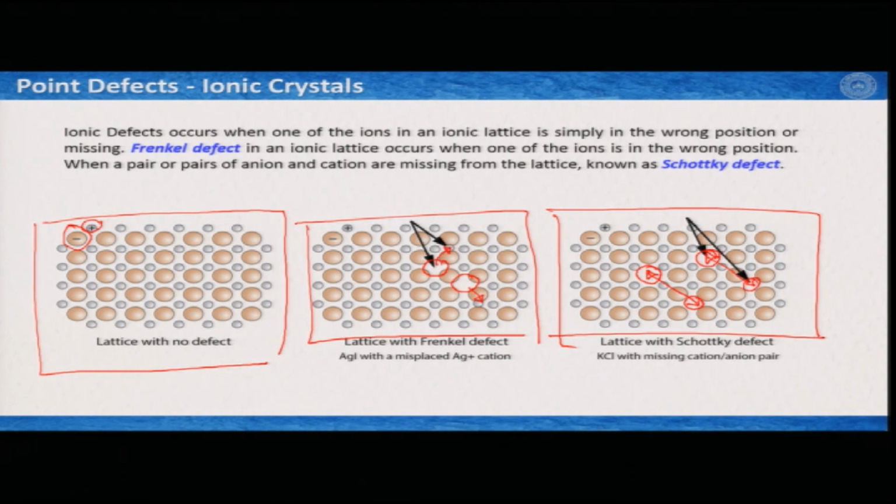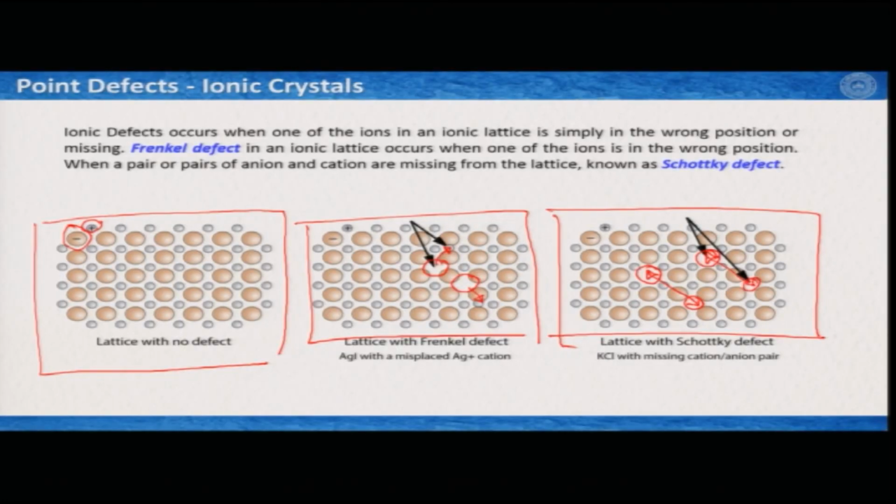An example of Frenkel defect is given here, silver iodide, which is a kind of complex where the Ag+ ion, the silver ion, is missing from its actual site and is sitting somewhere else. And Schottky defects we mostly see in different kinds of salts, for example the KCl salt, where both K+ and Cl- are missing from the crystal.